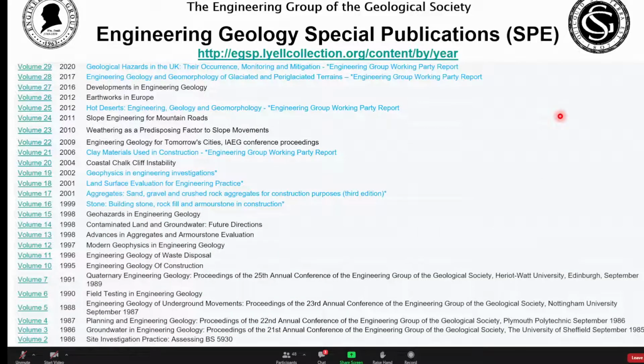Moving on, it's a very long list, so I'm not expecting you to read this, but just to talk about the various working party special publications that have been issued. I think we're up at 29 at the moment. A number of these, the black ones in the early years, are very much conference proceedings, published as special publications. The ones shown in blue here are working parties. These are technical committees brought together to develop industry best practice guidance on a whole range of topics, including stone, aggregates, geophysics, clay, and then more recently hot deserts, glacial and periglacial, and geohazards. So a range of different approaches there.